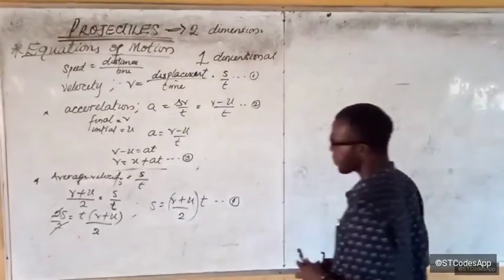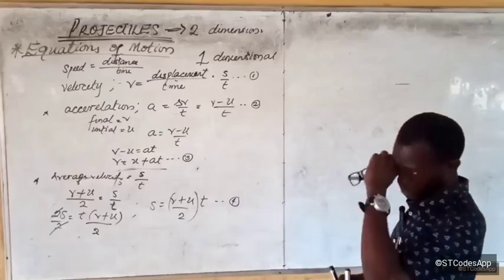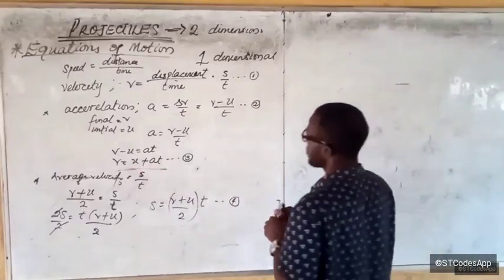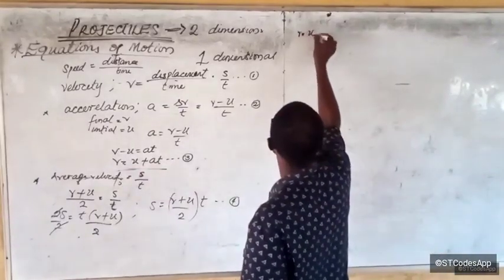From equation 4, I could decide to bring in a number of things. So for example, since v is this in equation 3, v is u plus at. V is u plus at in equation 3.